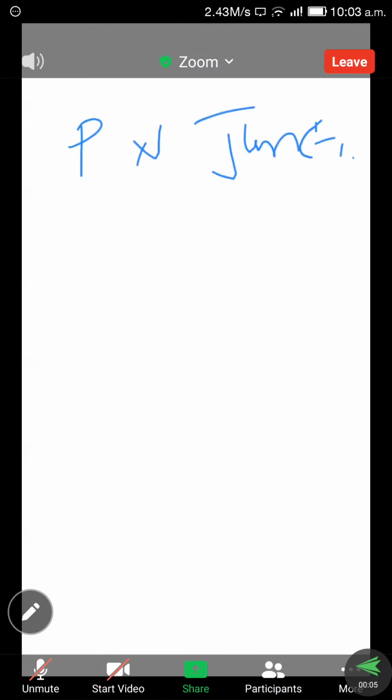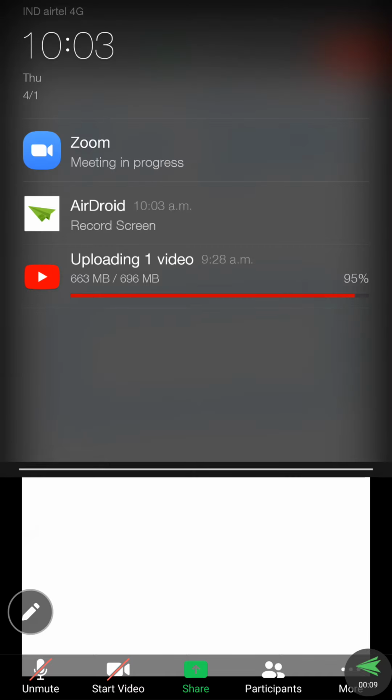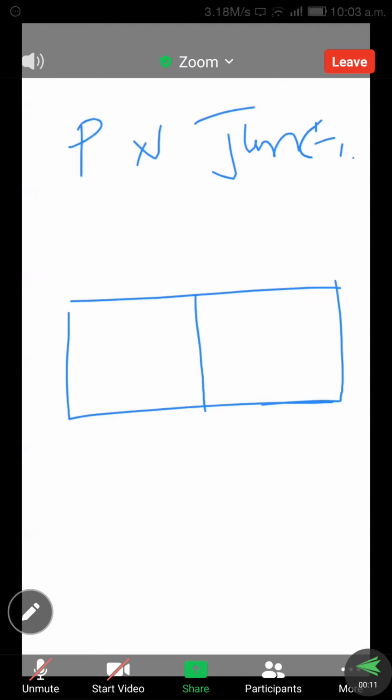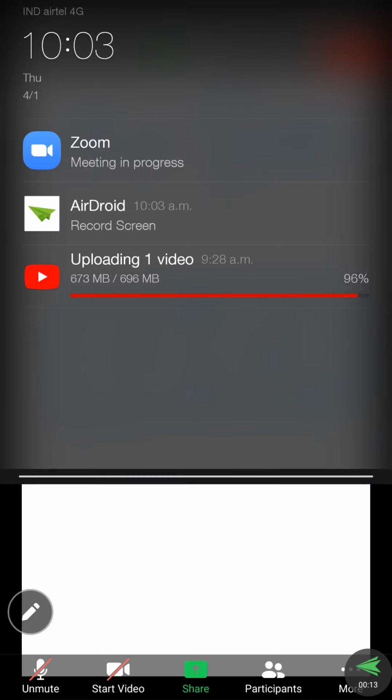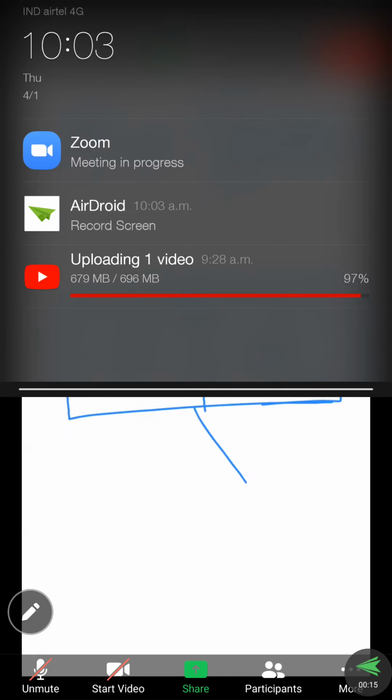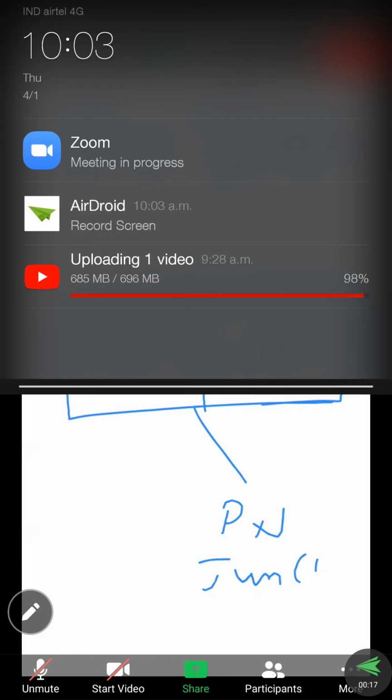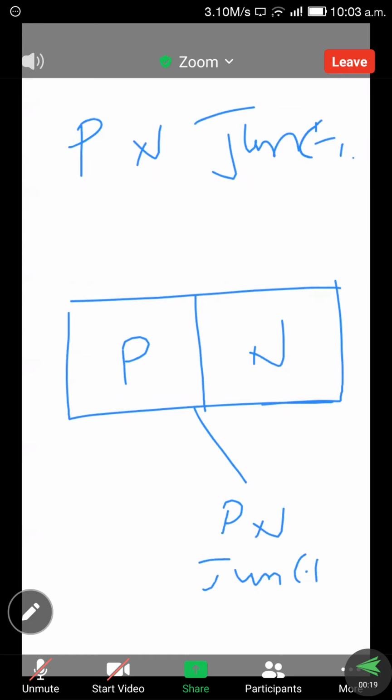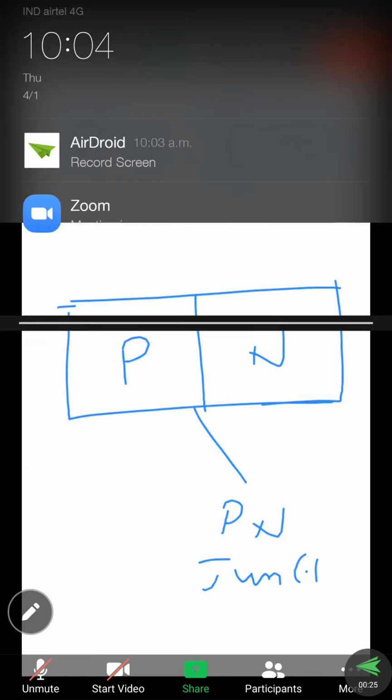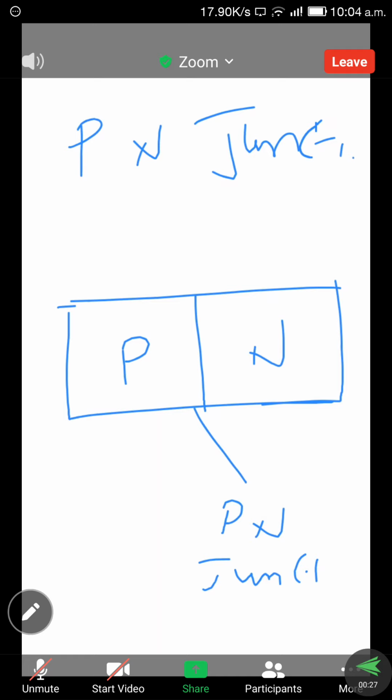So, formation of a p-n junction, the barrier. It is called a p-n junction. A p-n junction requires two materials, p-type and n-type semiconductors.